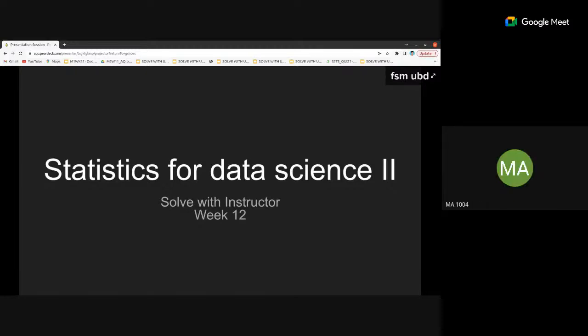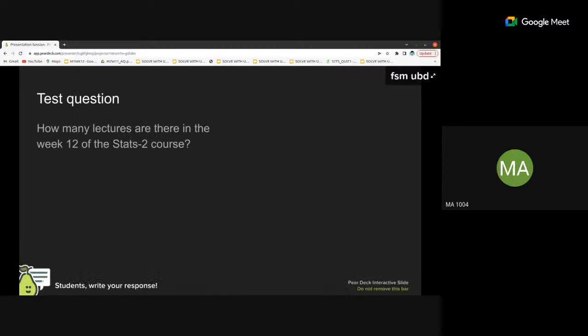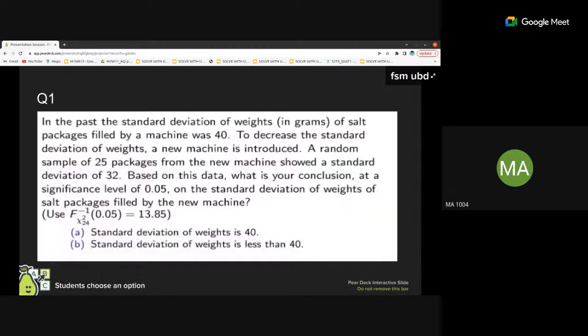So let us start with the very first problem. I hope this will work fine. Let us start with this particular problem now.